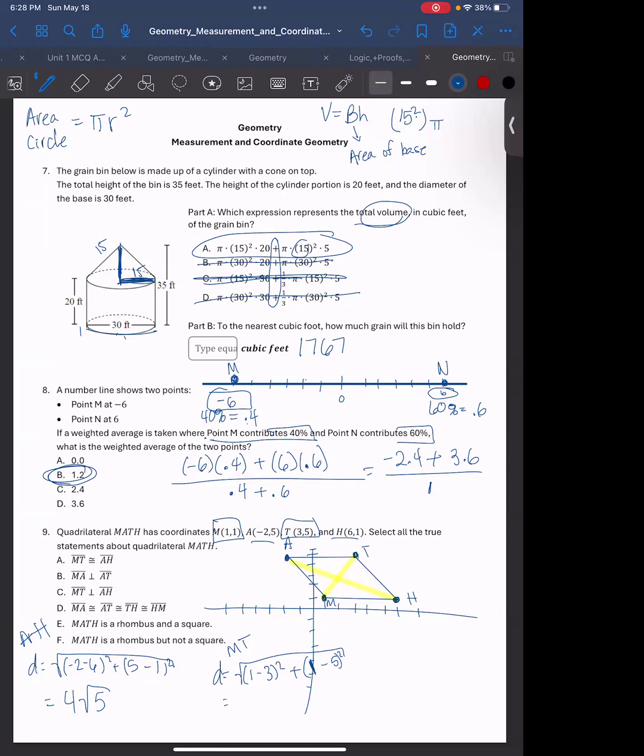And then to save time, our other one is 2 square root of 5. Are they the same thing? Nope. This is not true.